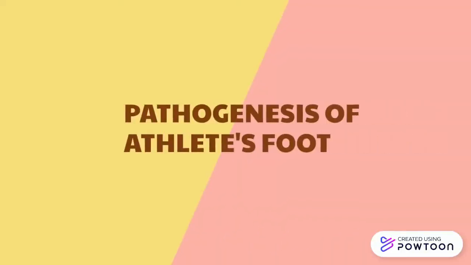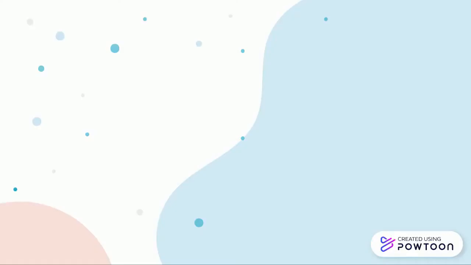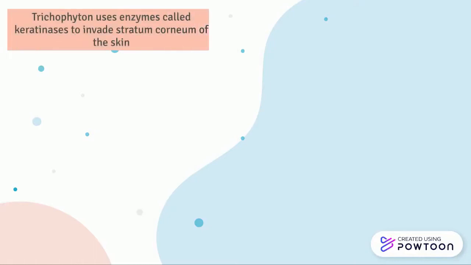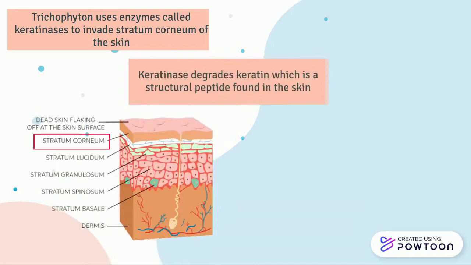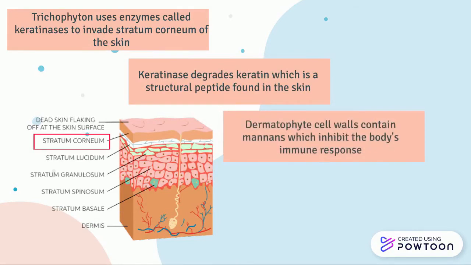Pathogenesis of athlete's foot. The dermatophyte trichophyton uses enzymes called keratinases to invade the superficial keratin of the skin, which is the stratum corneum. Keratinase degrades keratin, which is a structural peptide found in the skin. Dermatophyte cell walls contain mannins, which are polysaccharides. These mannins will inhibit the body's immune response.